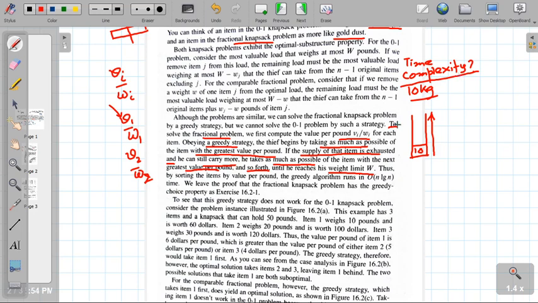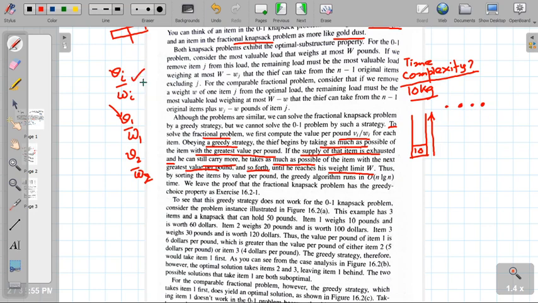What we are doing is sorting. No, this is the fractional knapsack I am talking about. You have n items, and then those n items you are sorting by the Vi by Wi ratio.